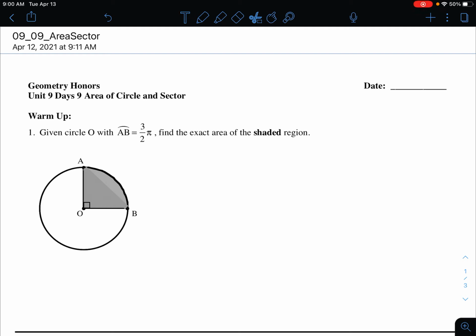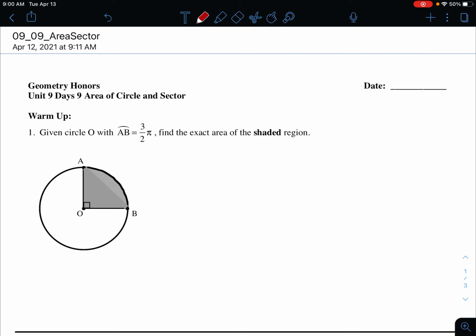So let's go ahead and get started with our area of a circle and sector notes. Remember, as we work or at the end, to be filling in whatever you need in terms of area on your summary sheet. So given circle O with arc length of AB being 3 over 2 pi, find the exact area of the shaded region.